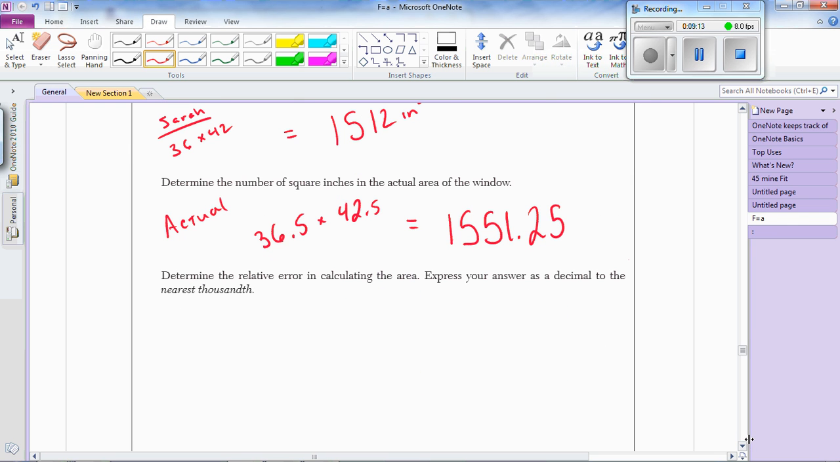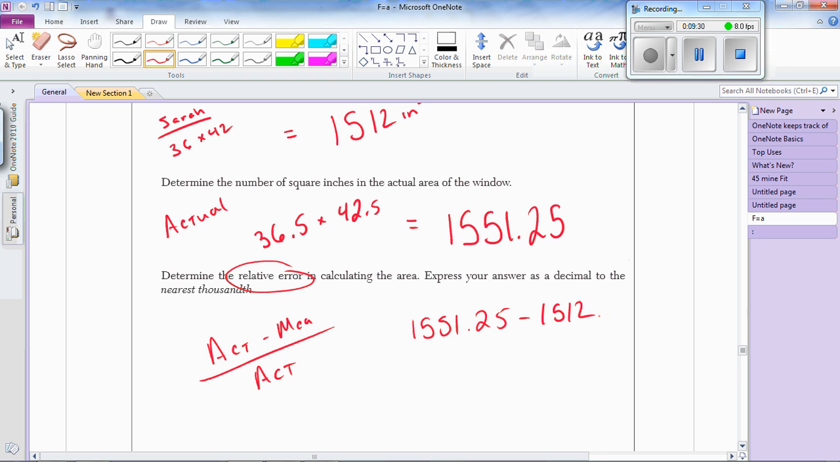Alrighty. Now, relative error, not percent error, but relative error is actual minus measured over actual. So the actual is 1,551.25. The measured is 1,512, all over the actual, which is 1,551.25. Now be careful. You can either use your alpha y equals, or you can type the numerator in, hit enter, and then divide by 1,551.25, but you got to be careful with it. 1,551.25 minus 1,512, enter. 39.25 divided by 1551.25.